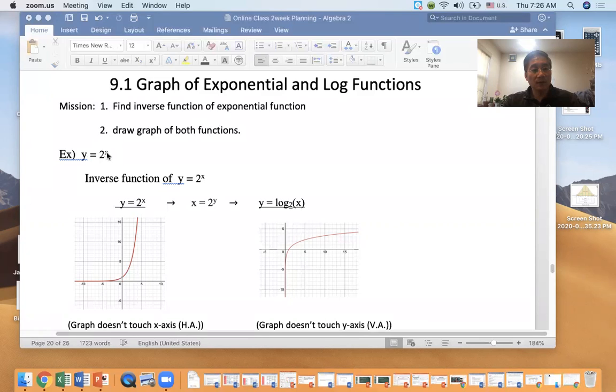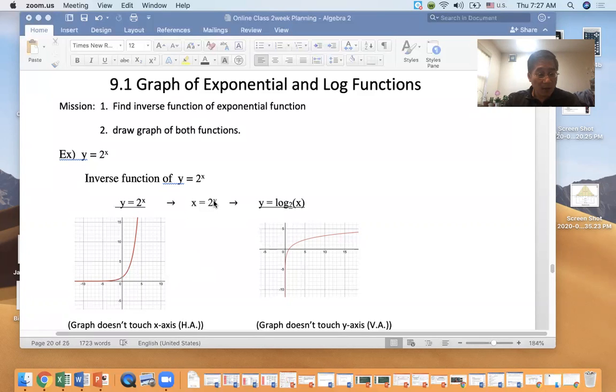First, x becomes y, y becomes x. Then x equals 2 to the y power. So this is the inverse function of this one. Inverse function means reflection over the y equals x line here, right? You reflect over this one, the graph must be like this. But when you have a function, you should write down the function y equals the rest.